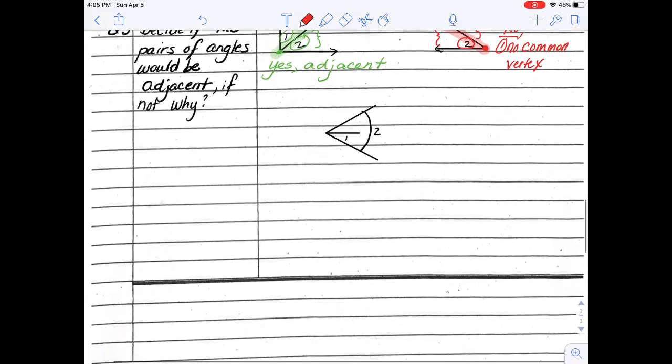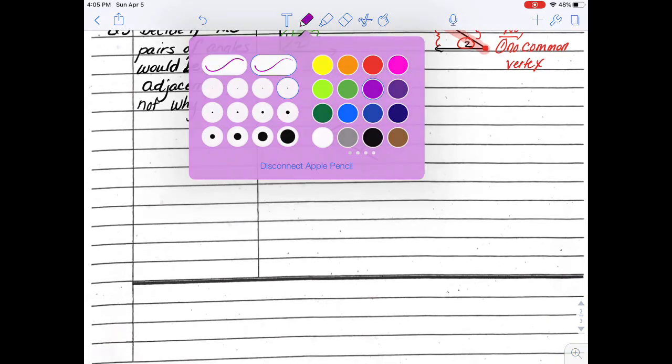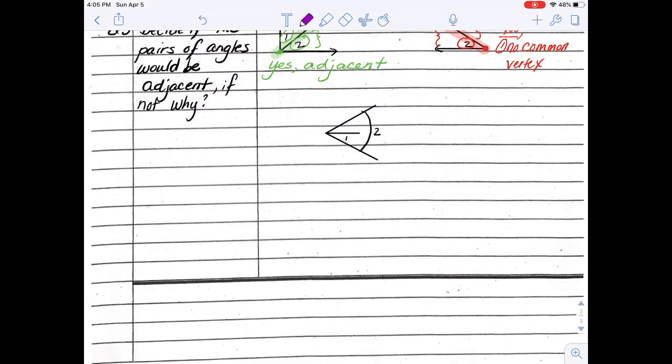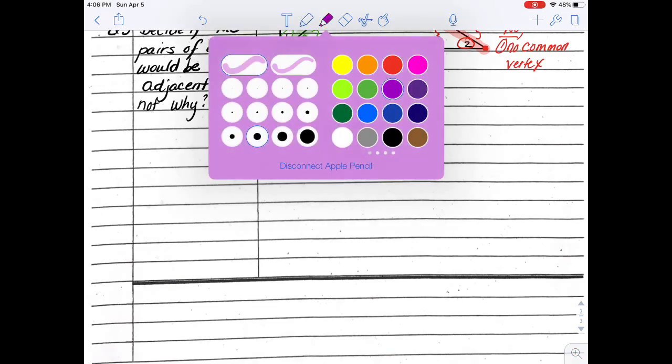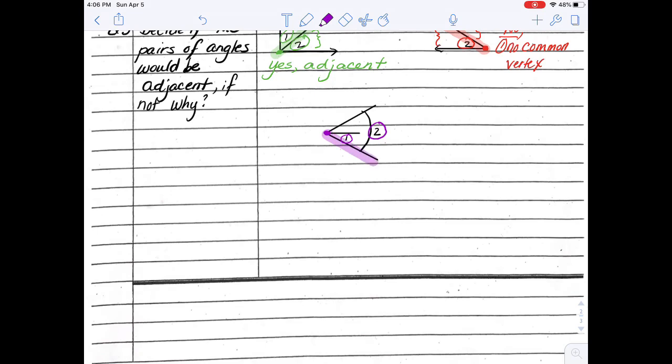Now let's look at this last one. Would this be considered adjacent angles? I've got angle 1 here. Angle 2 is this whole piece. Well, let's check it out for a second. They definitely have the same vertex, so that works. Do they share a side? Well, yeah, they kind of do share a side right here. This side is the same for 1 and the same for 2. They both share a side, so that definitely works. But the interior points are a problem. So this would be no.